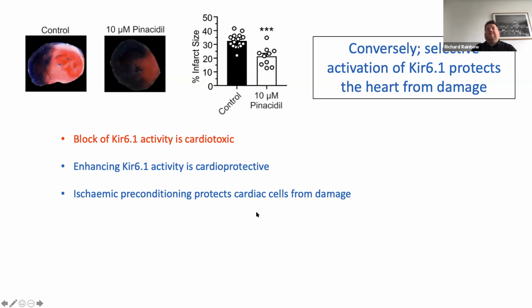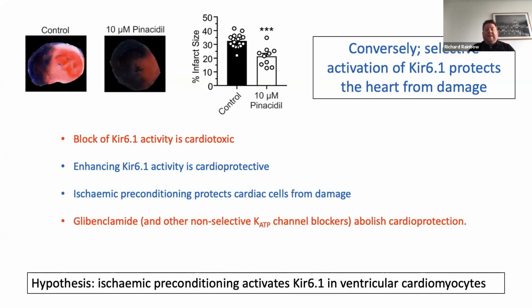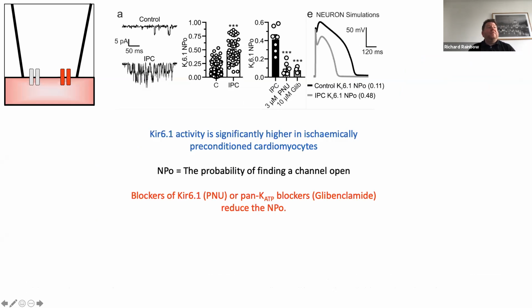Now, ischemic preconditioning, we know, protects cardiac cells from damage, but glibenclamide and other non-selective KATP channel blockers abolish that cardioprotection afforded by ischemic preconditioning. So we wondered, does ischemic preconditioning actually activate Kir6.1 in ventricular myocytes? And what's really cool for us is the short answer to that was yes, it does.